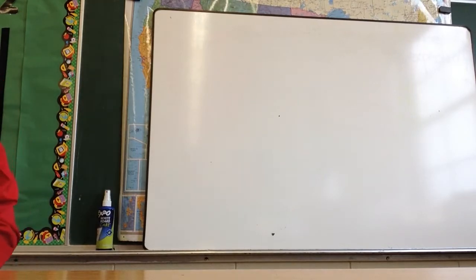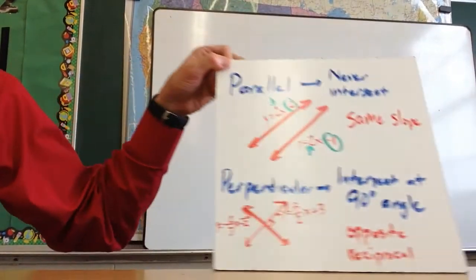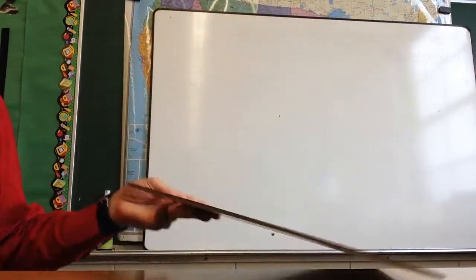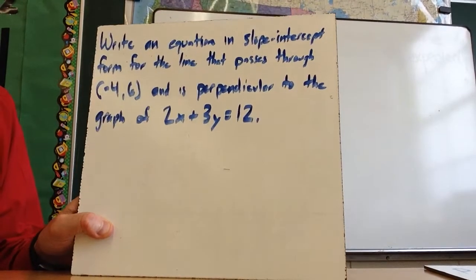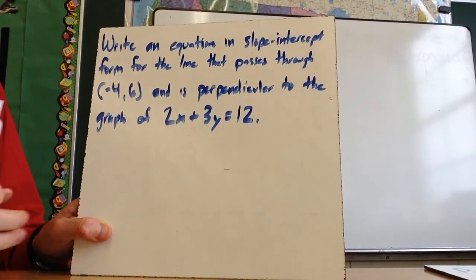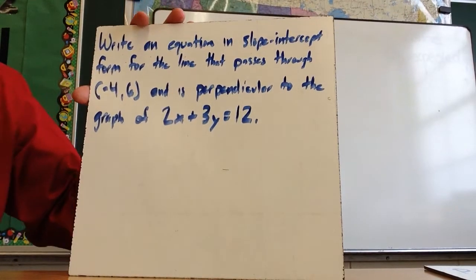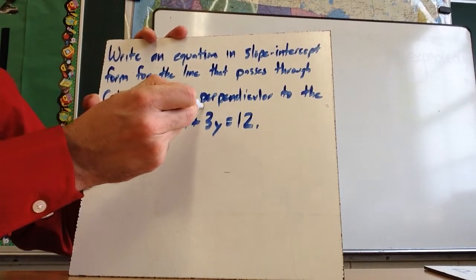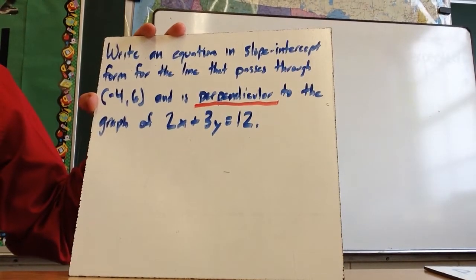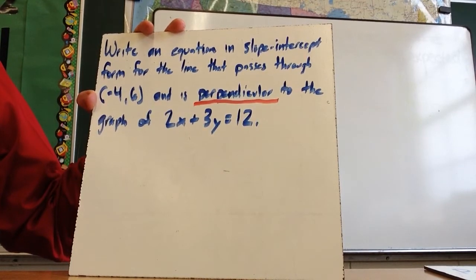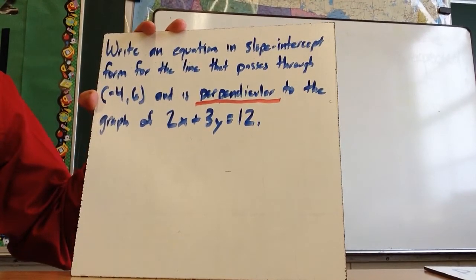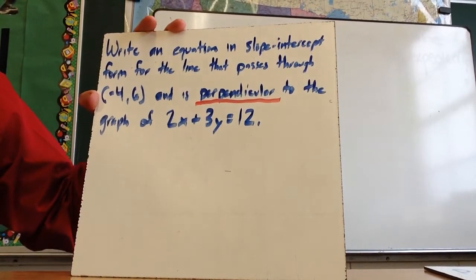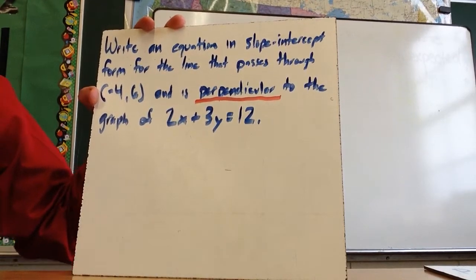So let's try now what happens when it's perpendicular. So let's come back to what happens when lines are perpendicular. We know that they are going to have opposite reciprocal slopes. So if you get this problem, write an equation in slope-intercept form. Slope-intercept form is y equals mx plus b. For a line that passes through negative 4, 6, and is perpendicular to the graph of 2x plus 3y equals 12. Now my problem is that in this equation they didn't give it to me in slope-intercept form. Instead they gave it to me in standard form, which means I now need to make it into slope-intercept.